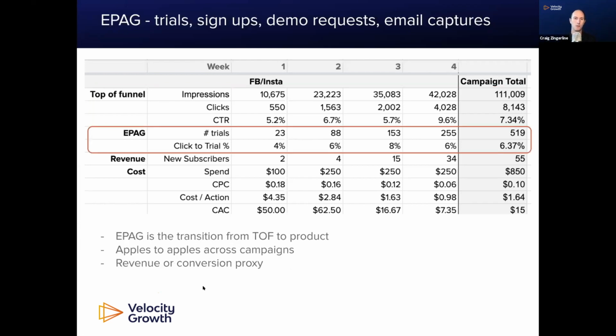Moving down, your endpoint acquisition goal. Remember, this is the transition from awareness acquisition into the product metrics that will start to matter over time to you. And so what we'll look at here are ultimately apples to apples comparisons across different types of campaigns. But for this simple example, we're looking at the number of trials that are being created week over week. And then what's the click to trial ratio or the session to trial ratio? Meaning, of the traffic that you're sending to sign up for a trial within this Facebook group of campaigns, what does that look like? And are those metrics improving over time?